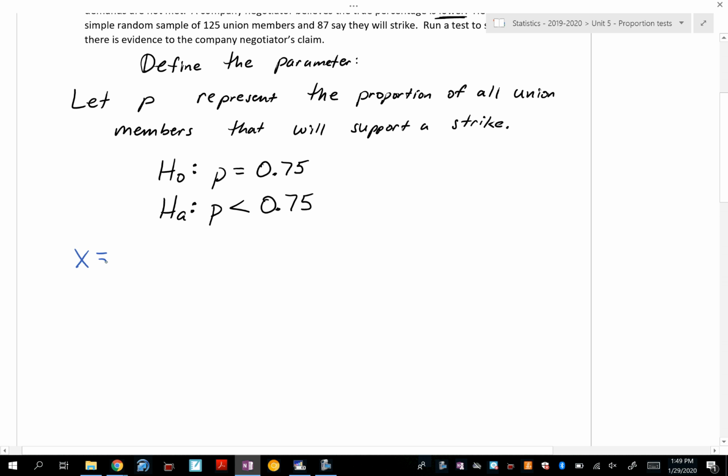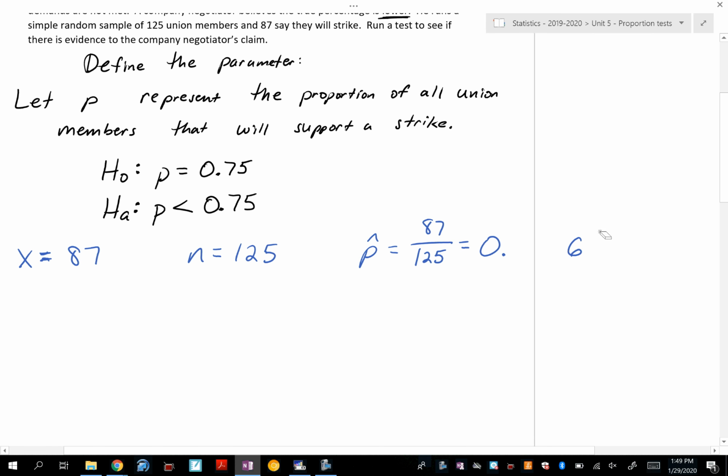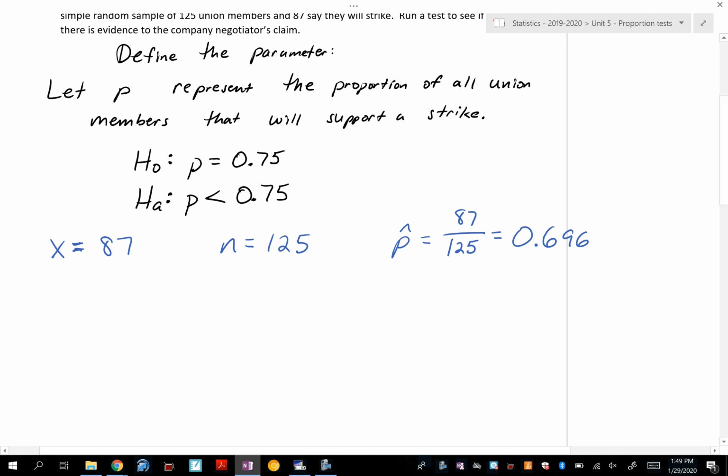So X is the number of successes. 87 is right. Very good. How many union members did they sample? 125. So P hat is going to be 87 over 125. What is it? 0.696. Excellent.